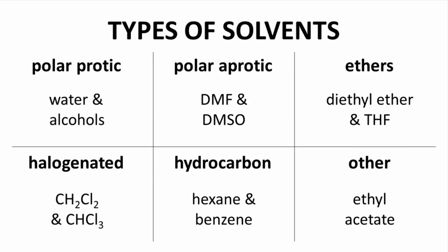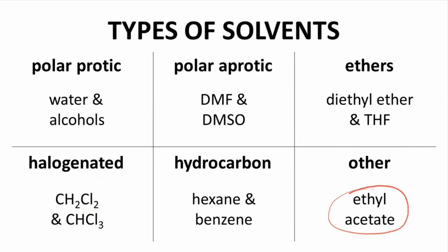There is no official way to categorize solvents, but I'm going to sort solvents into 6 categories. First are the polar protic solvents. These include water and alcohols. The polar aprotic solvents include DMSO and DMF. There are very many different ethers, but the most common are diethyl ether, often just called ether, and THF. The halogenated solvents include dichloromethane or methylene chloride as well as chloroform. Hydrocarbon solvents include hexane and benzene.